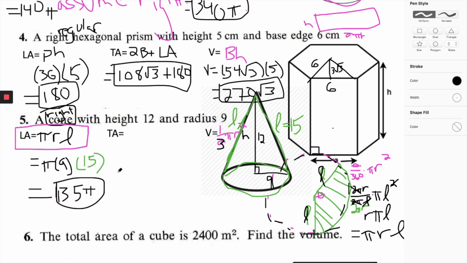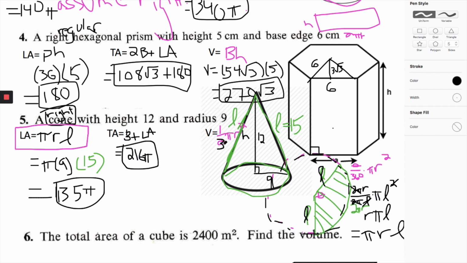Total area is, we're going to have to take the base area and add it to that 135 pi. So our base area is going to be 9 squared, which is 81, and then add that to 135. So we can do that in our heads too, which is 216 pi. And finally, we get back to the volume, right?